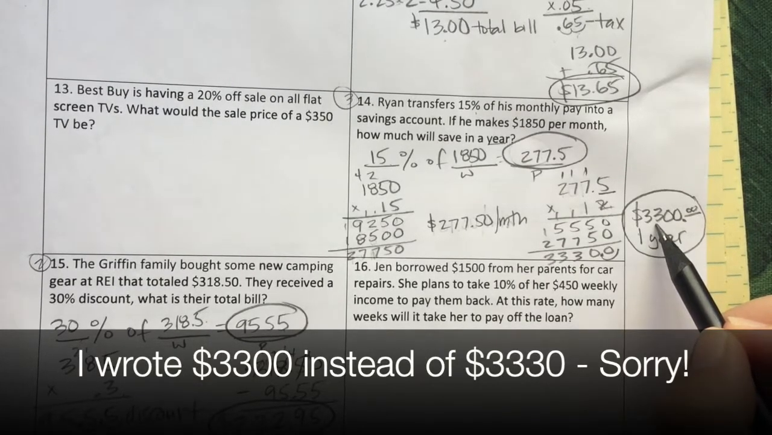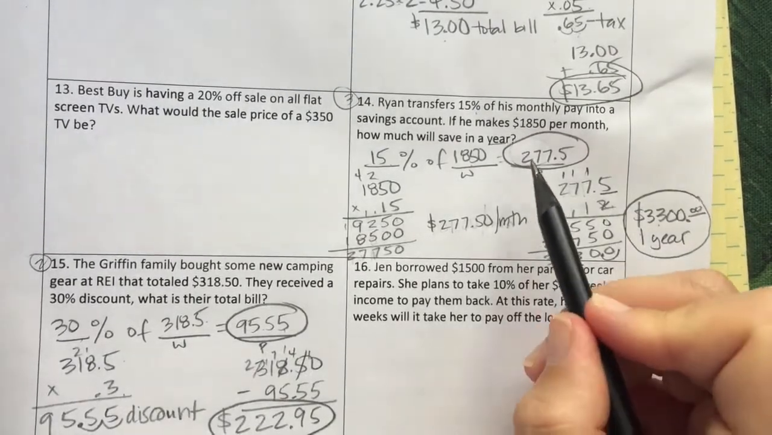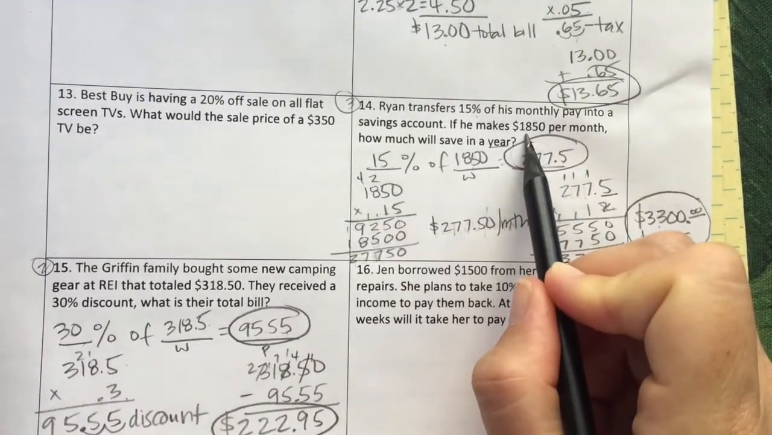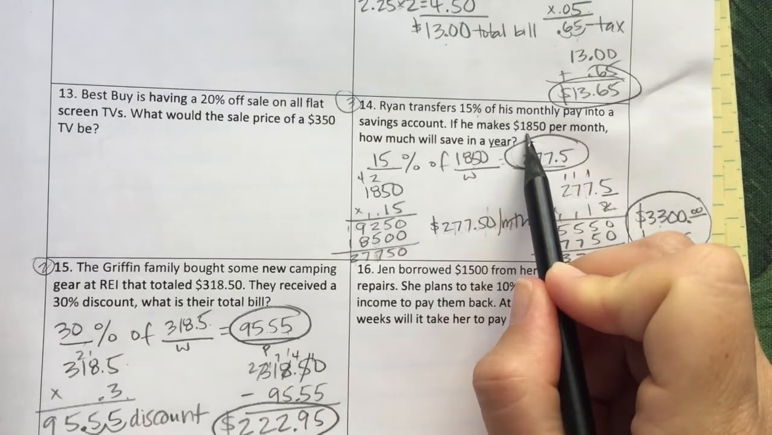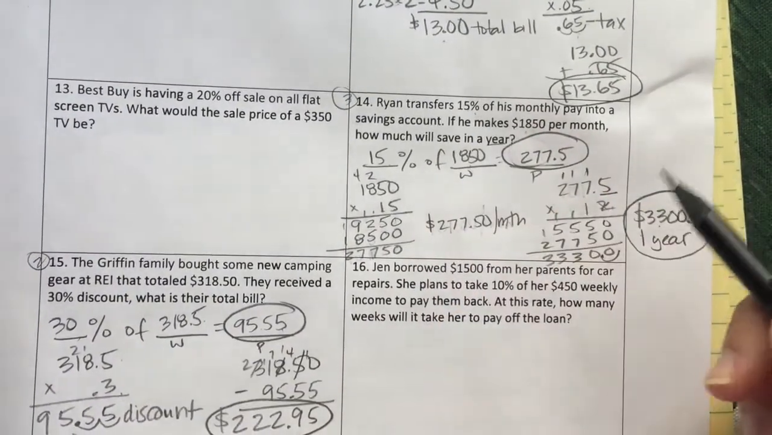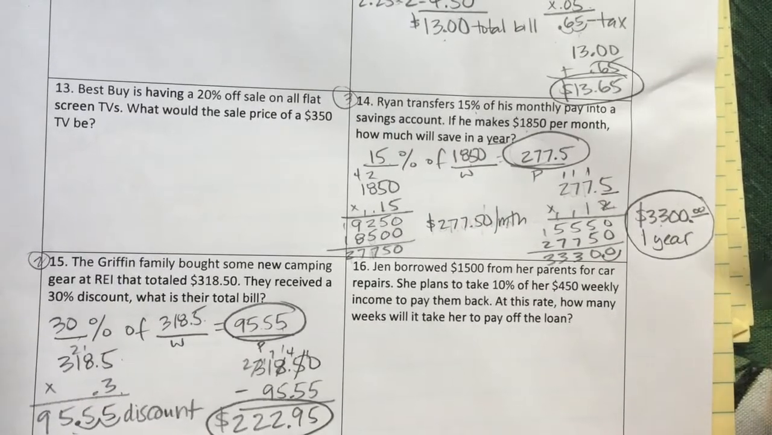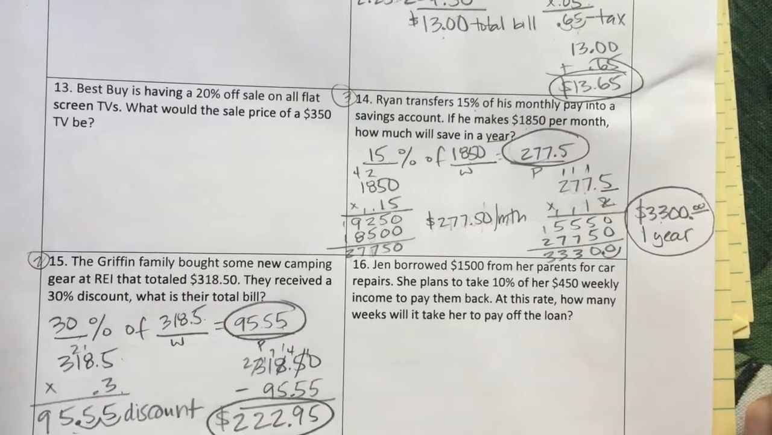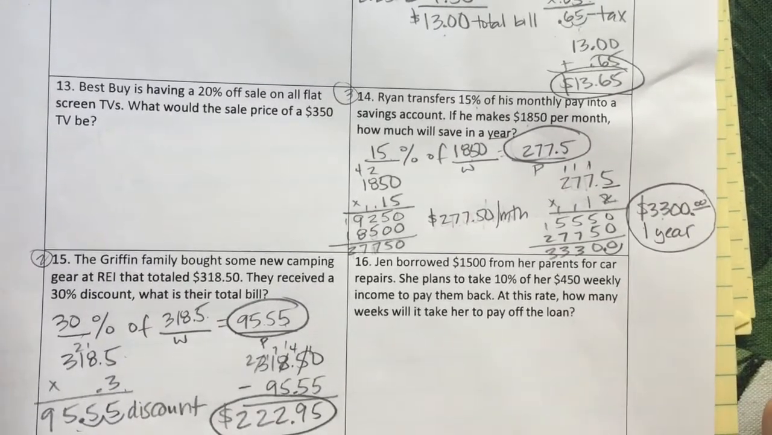Another way that you could have done it is you could have multiplied your $18.50 by 12 to get the total amount that he's making in a year, and then do 15% of that. That should have gotten you the same answer. So usually with word problems, there's usually more than one way to get there, okay? So that way would have worked just fine as well.